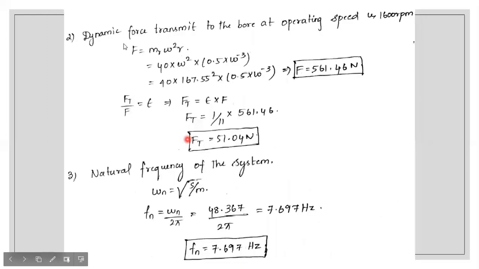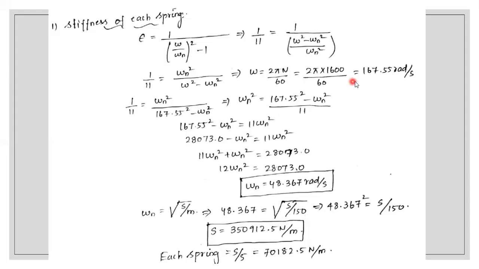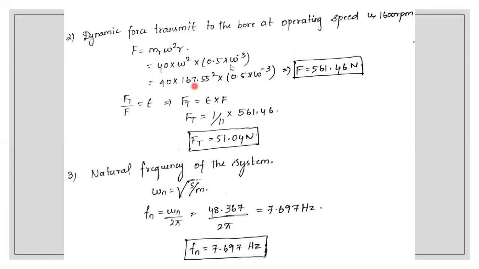Next is the dynamic force transmitted to the base at the operating speed of 1600 RPM. We know the centrifugal force formula, m r omega square r. Here m r is the reciprocating mass 40, and omega we have already calculated as 167.55. Substitute the omega value, and the r value we know, so we can easily get the force value.